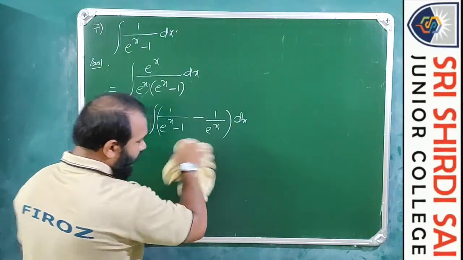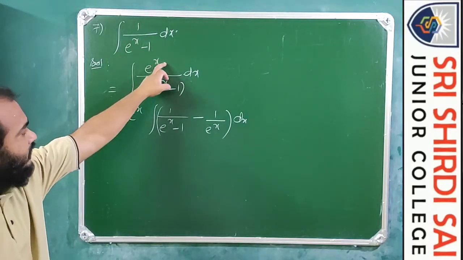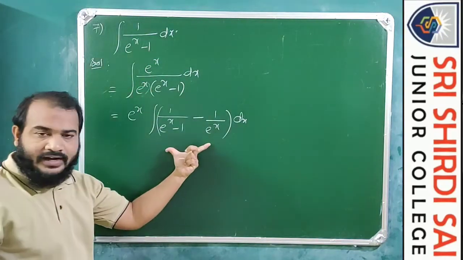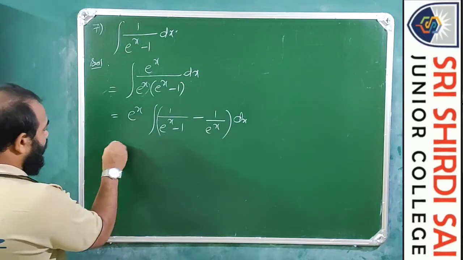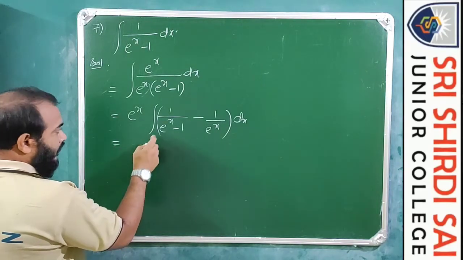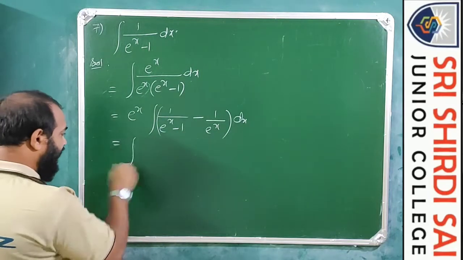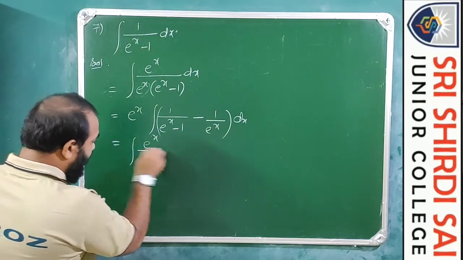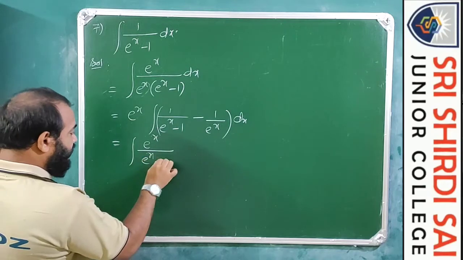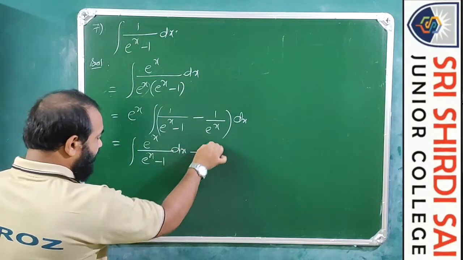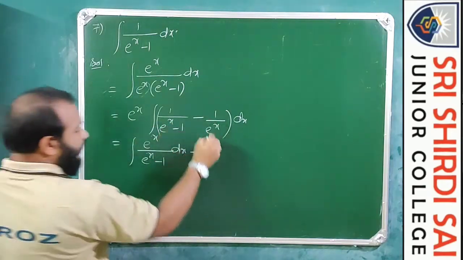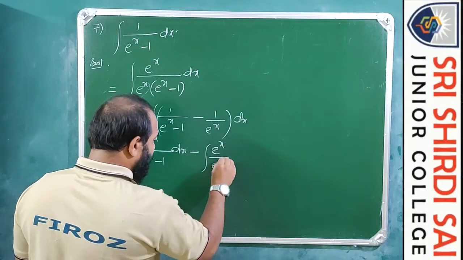So this 1 by e power x into (e power x minus 1) I have written to be this. Now, let us bring e power x inside the integral. So integral of e power x by (e power x minus 1) dx minus e power x into 1 is e power x by e power x dx.